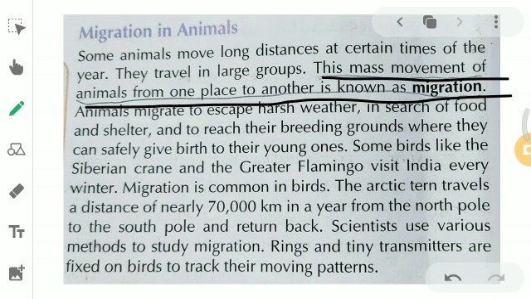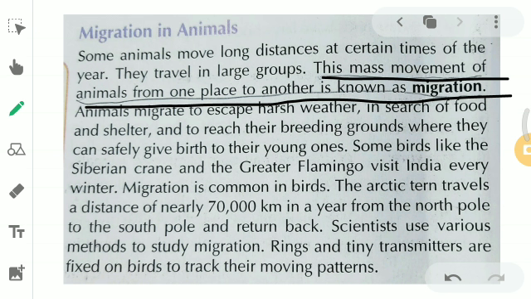So okay, what is the reason? They can move long distances, from one country to another country. That is called migration. What is the purpose to move from one region to another region, or one country to another country?